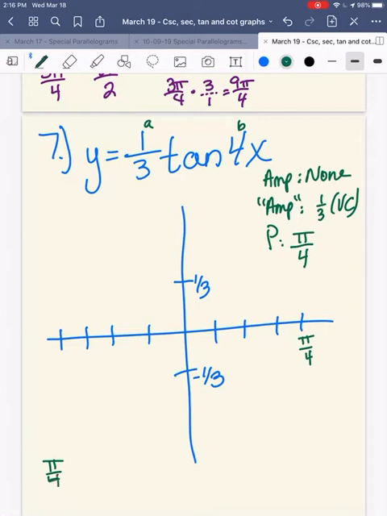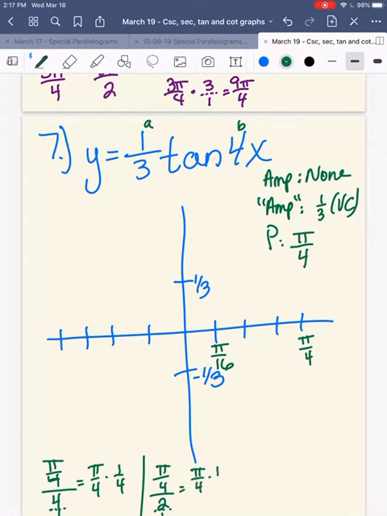All right, so we're going to do pi over 4, and then we're going to divide by 4. So that's pi over 4 times, you know, we can put a 1 under here. So it'll be pi over 16. Then we're going to do pi over 4, and we're going to divide it by 2. So that's pi over 4 times 1/2, which will give me pi over 8. And then we're going to take the first tick mark, pi over 16, and we're going to times it by 3, which will be 3 pi over 16.